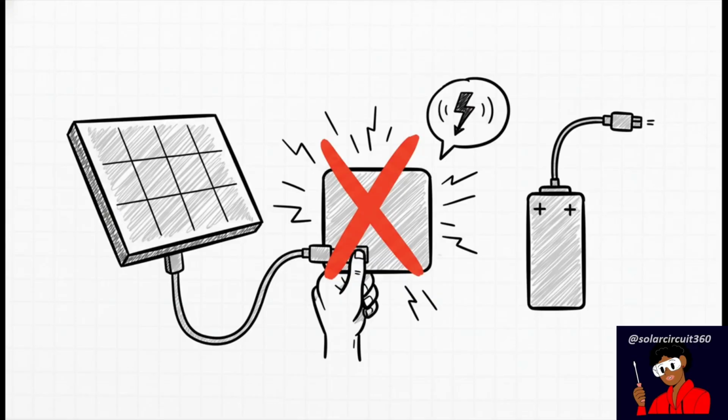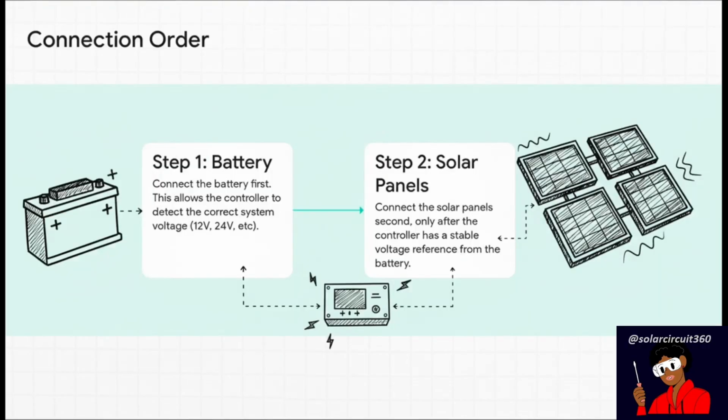First on the list is something that just feels backwards to a lot of people. You're excited, you've got these brand new panels, and what's the first thing you want to do? Hook them up and see that power flowing, right? Well, that impulse is a very common and very dangerous mistake. Here's the deal. The correct order is always battery first. Always. The controller needs to see the battery before anything else, because that's how it wakes up and figures out if you have a 12-volt, a 24-volt, or even a 28-volt system. Without that reference, it's basically flying blind, and that can cause all sorts of problems, even permanent damage.